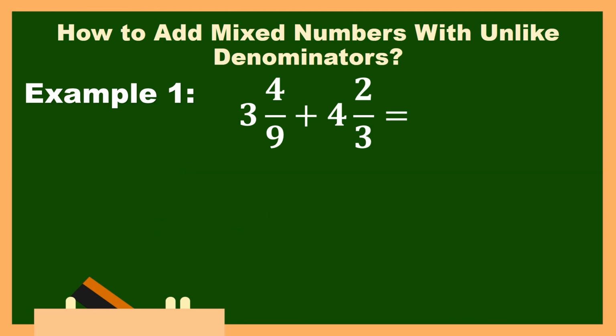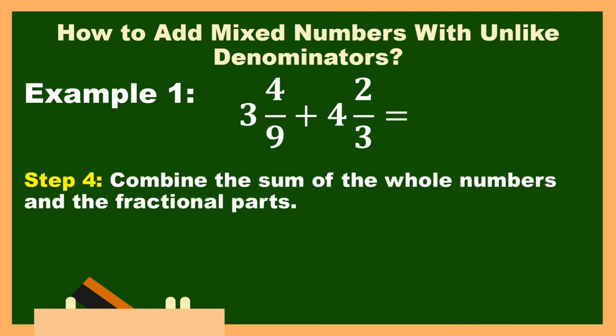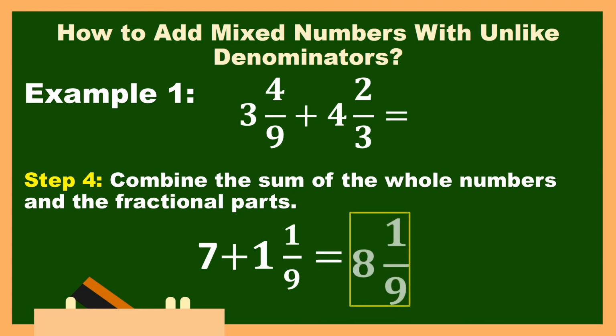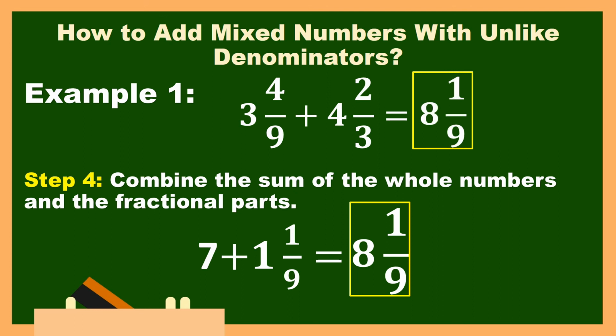Step 4. Combine the sum of the whole numbers and the fractional parts. So, 7 plus 1 and 1 over 9 is equal to 8 and 1 over 9. Therefore, 3 and 4 over 9 plus 4 and 2 over 3 is equal to 8 and 1 over 9.